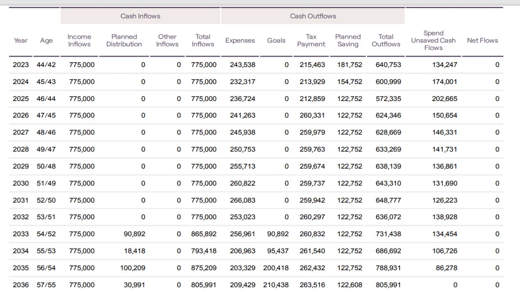A cash flow plan gives us a glimpse of our financial health from now until the end of life. Today I'm going to show you step by step what a cash flow plan looks like. This is a sample cash flow.